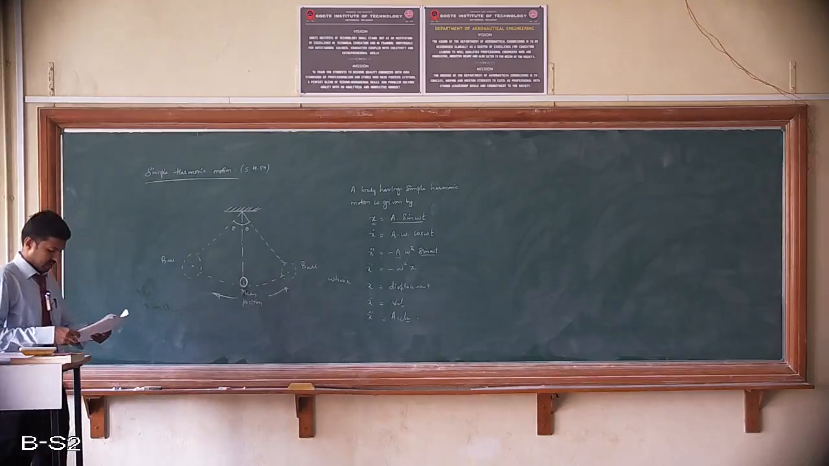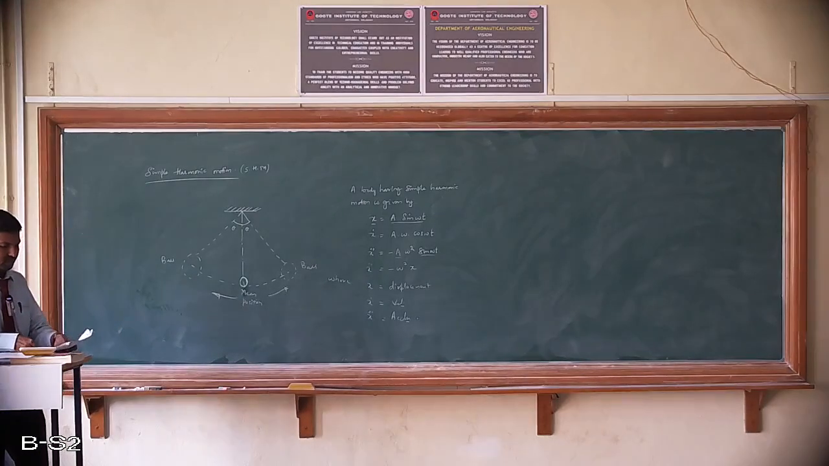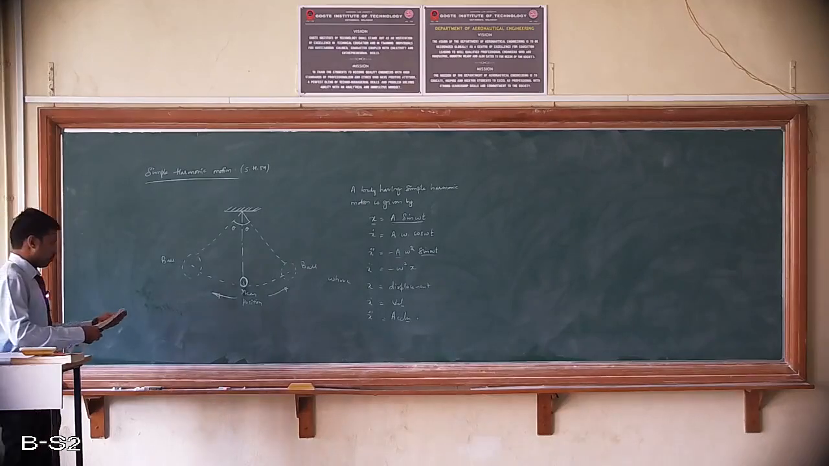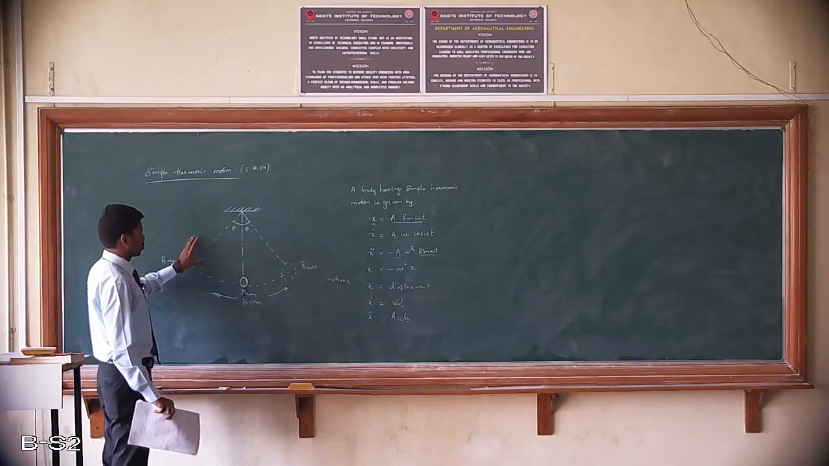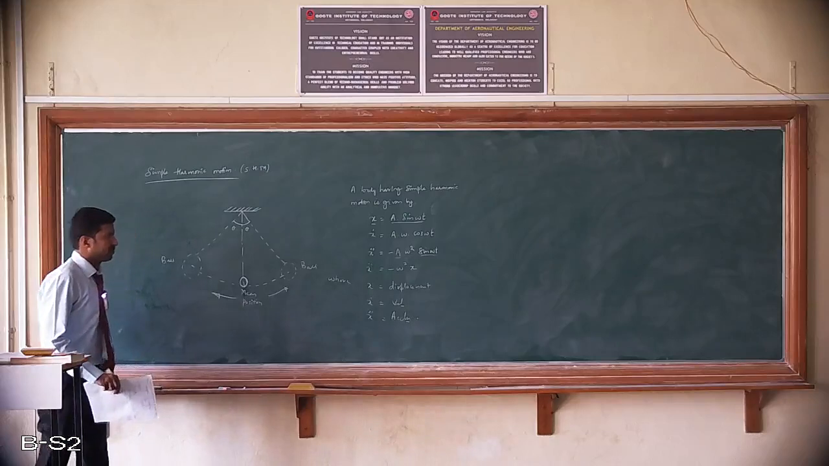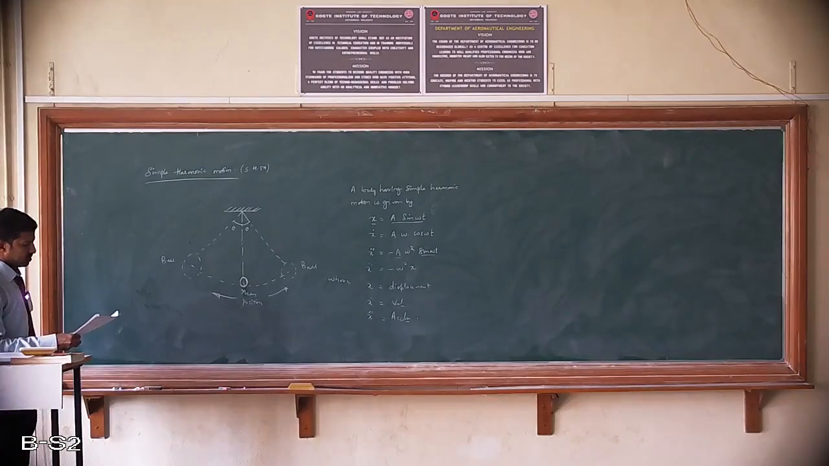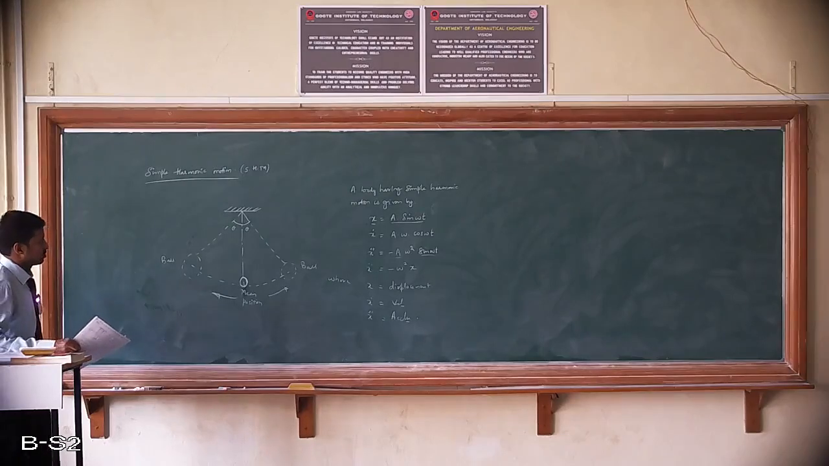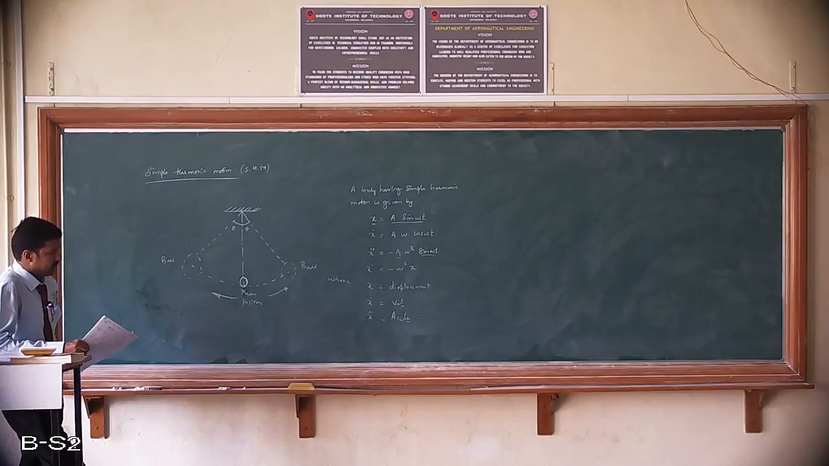So once again I will discuss what is simple harmonic motion. The motion of a body to and fro about a fixed point is called simple harmonic motion. The motion is always periodic, and its acceleration is always directed towards the mean position, and this acceleration is proportional to its distance from the mean position.